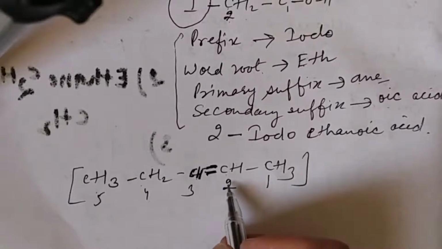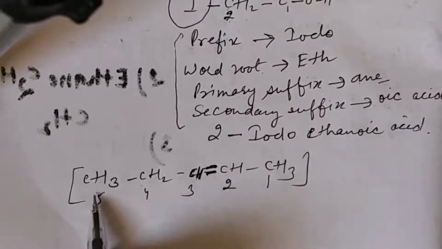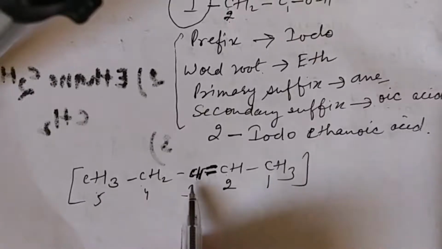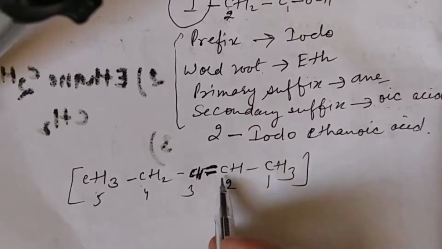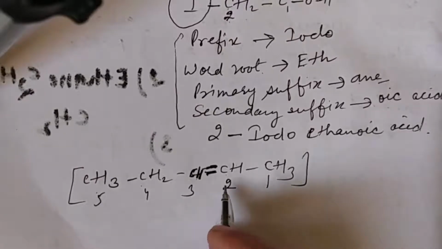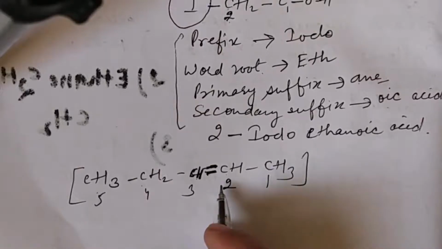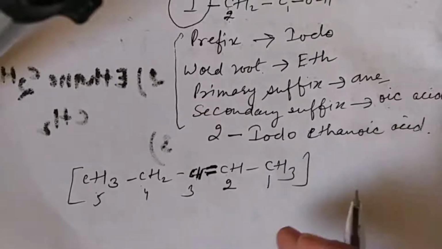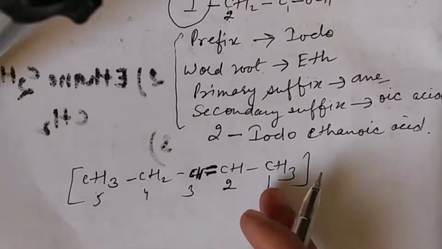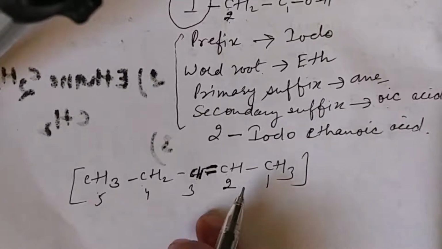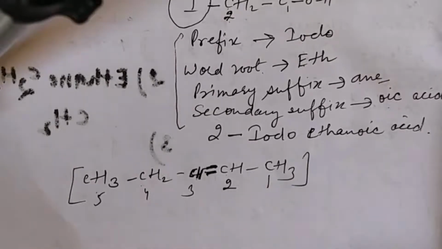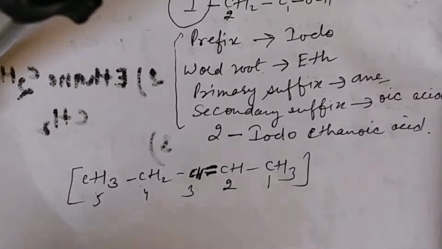If you are numbering from the left side, it will have number 3. So rather than giving it number 3, you have to give number 2 to this compound. This is the correct method of numbering a compound. So the IUPAC name of this compound will be pent-2-ene. This is one rule that you have to keep in mind: select the longest chain and give the minimum possible number to the functional group present there.